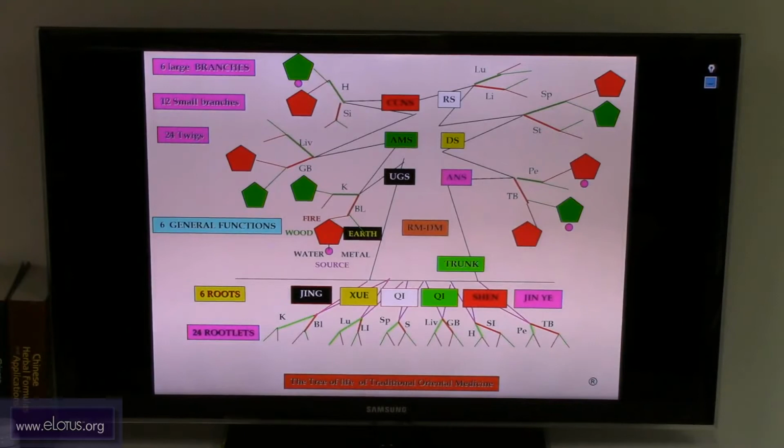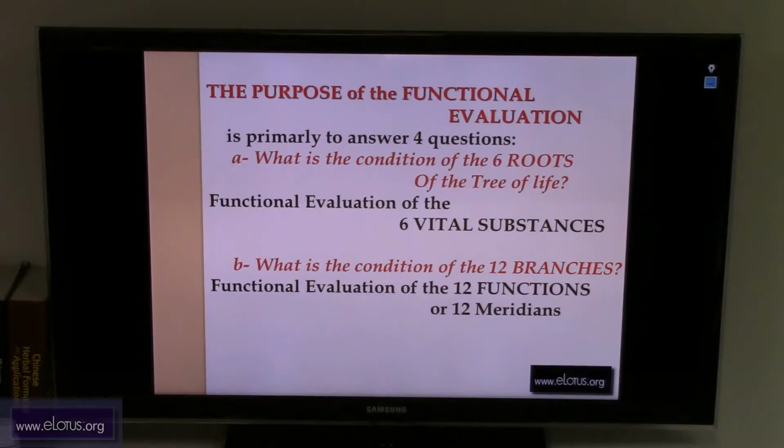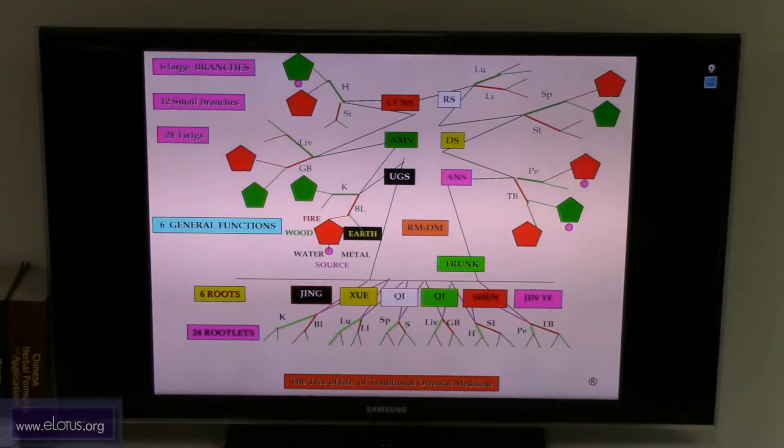The purpose of the functional evaluation is primarily to answer four questions. What is the condition of the six roots of the tree of life? What is the condition of the six roots? We have to ask some questions about each root, with some symptoms of this root. Symptoms of this root, very easy to find.